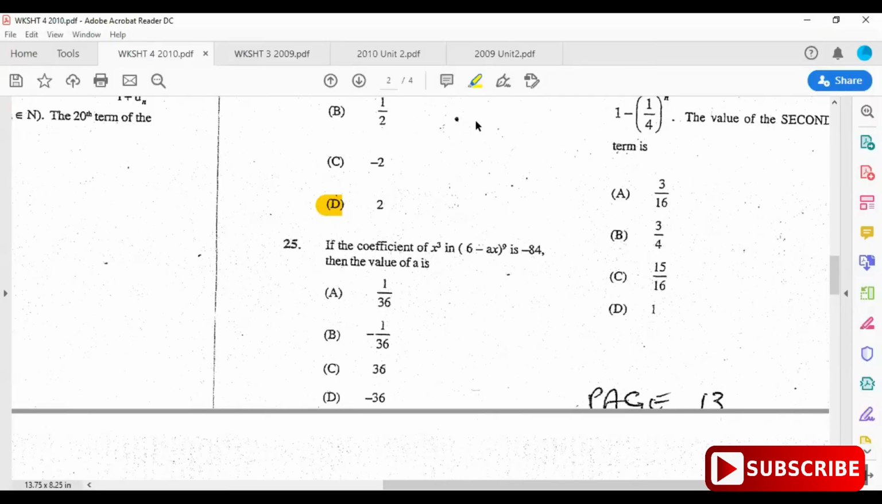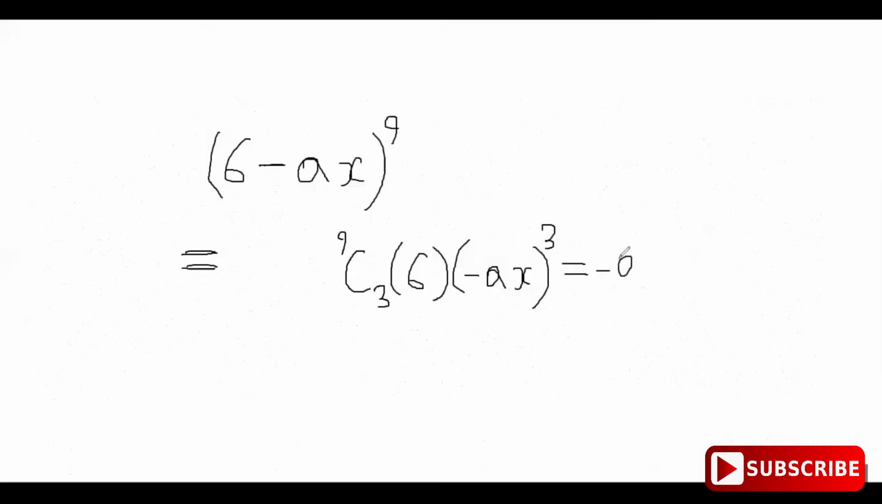So 9 choose 3, 6 to the 6, times minus a cubed x cubed, this is negative 84 x cubed. So it's equal to negative 84 x cubed. So we need to make a the subject from this. And so what I would say you can do is, remember that minus a times x, all cubed, is really minus a cubed times x cubed. All right? And so we can divide through, or this should be 6 to the 6.